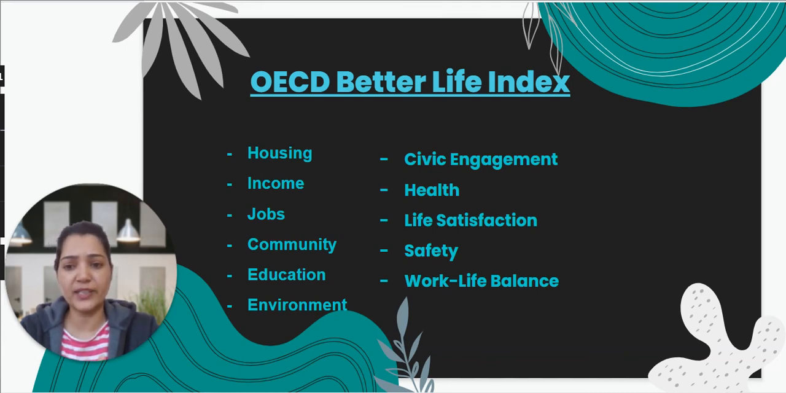Its site is quite interesting. There can be a whole discussion on its site. Please have a look at its site. Then what are the indicators? Self-explanatory: housing, income, jobs, community, education, environment, civic engagement, health, life satisfaction, safety, work-life balance, right? Multidimensional. Lots of indicators are given over there. So this is about the OECD.